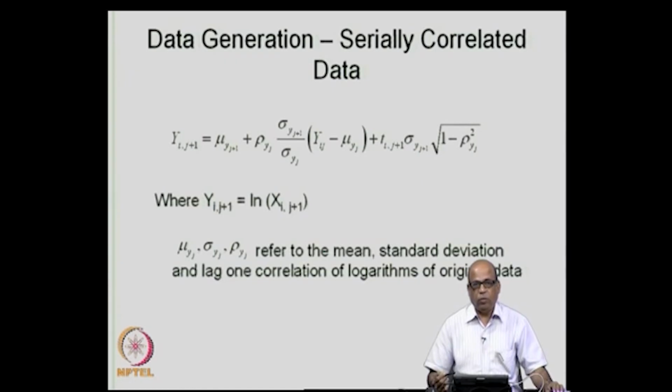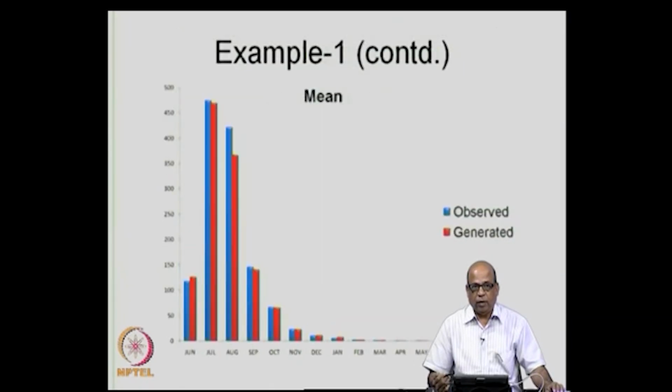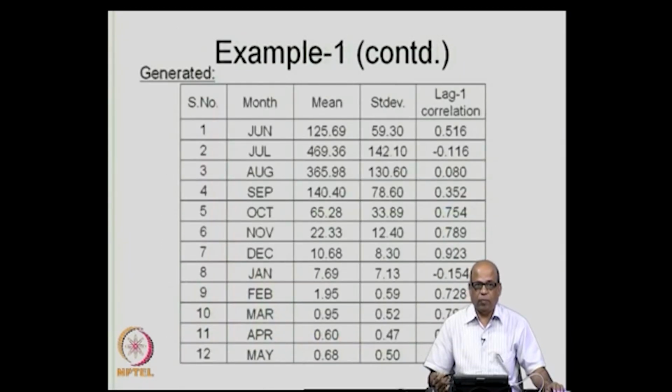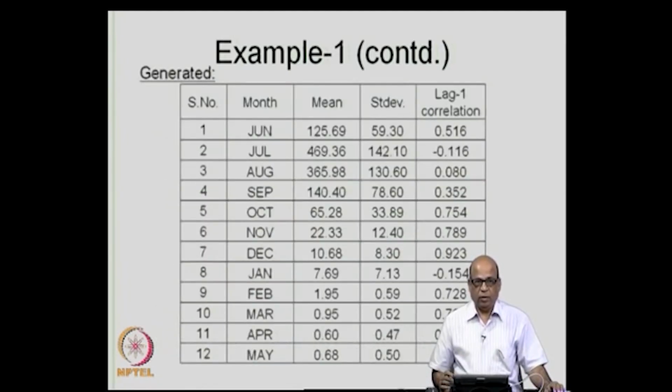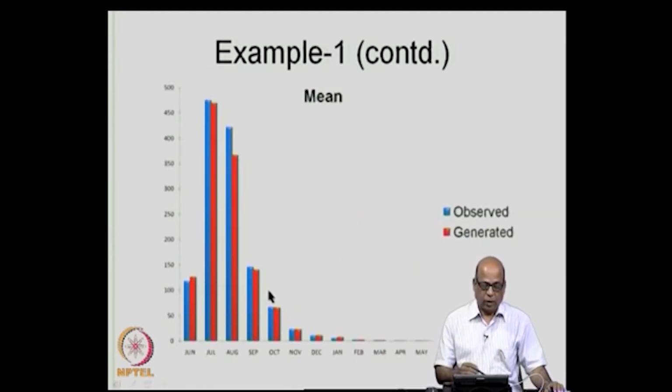We will also have situations where the original data as shown here may not perfectly fit the assumption of normal distribution, and then you may get unacceptable results in terms of the mean, standard deviation or lag 1 correlations, in as much as the generated values do not compare well with the observed data.